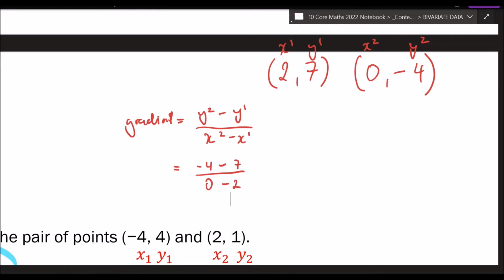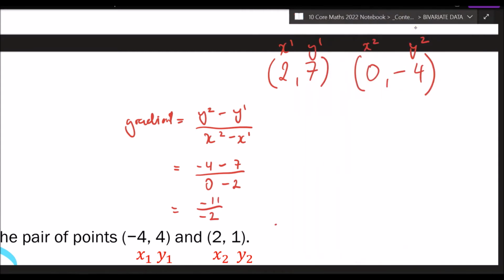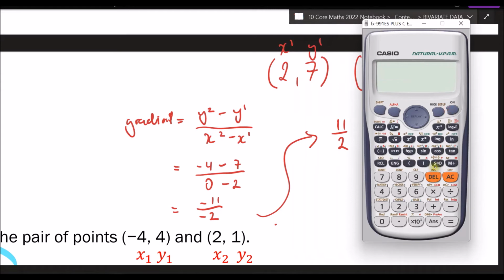Okay, and then substitute it. So you now have negative 11 over negative 2. If you put that in your calculator as well, it's going to be 11 over 2. There's your gradient. Nice and easy. Put it in your calculator if you want: negative 4 minus 7, 0 minus 2. Right, 11 over 2. Easy.